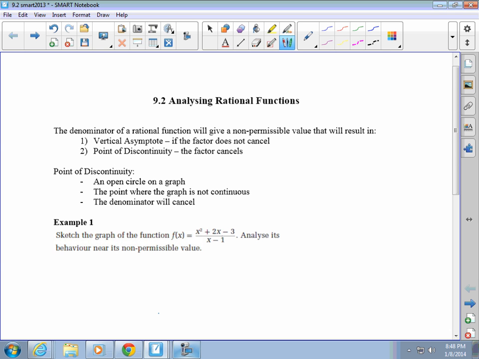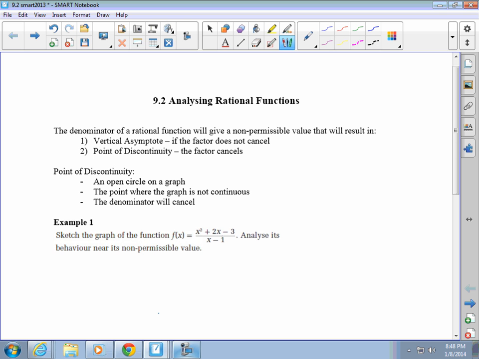So a couple of things that you need to know. The denominator of a rational function will give us a non-permissible value. And that non-permissible value is going to give us one or two of these things. One of them is a vertical asymptote. Once you have factored, if you need to factor, and the factors don't cancel and you're left with something in your denominator, that means you're going to have a vertical asymptote at what's left.